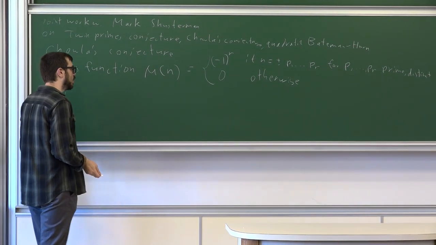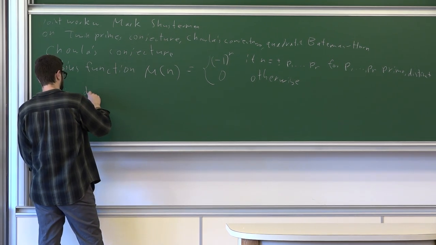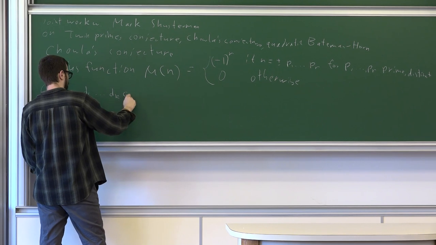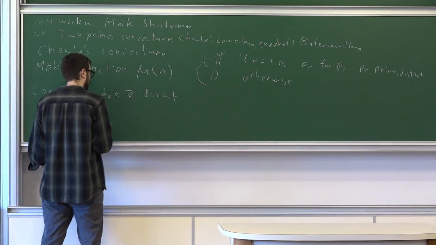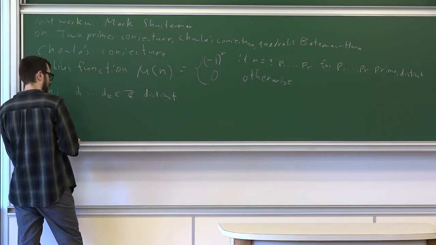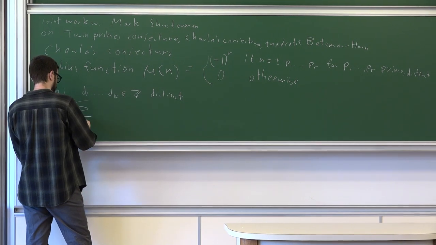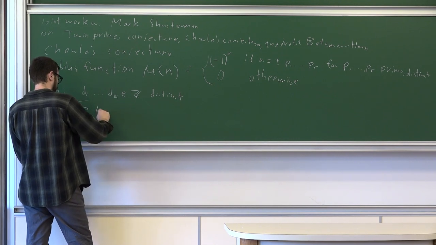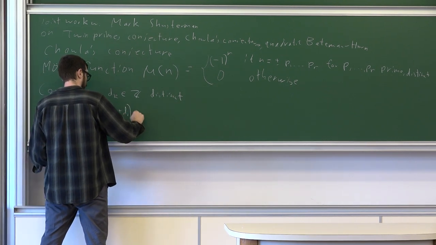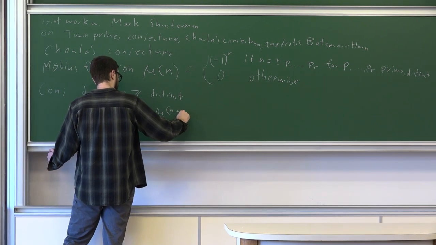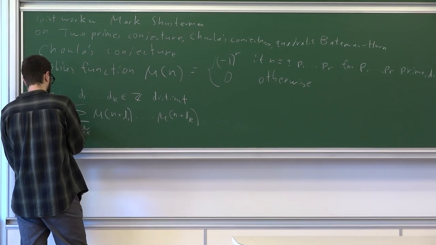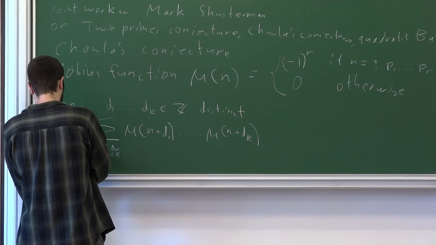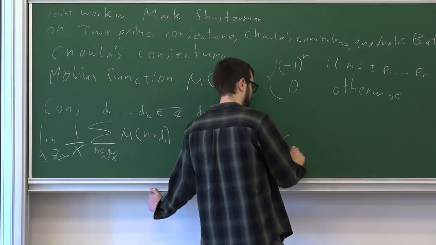And so the conjecture is, if you have d1 through dk integers that are distinct, if you sum over natural numbers n less than x, Mobius of n plus d1, product up to Mobius of n plus dk, divided by x, this should converge as x goes to infinity to 0.